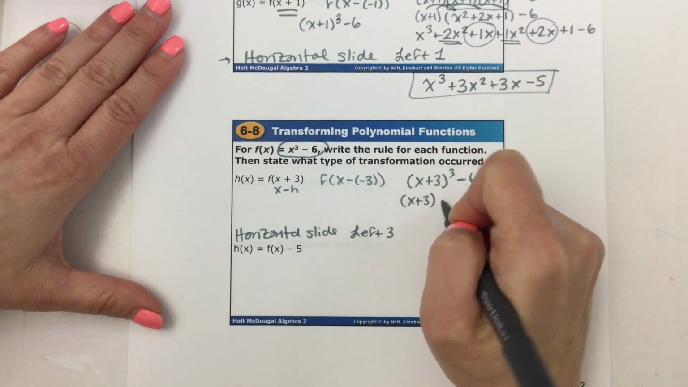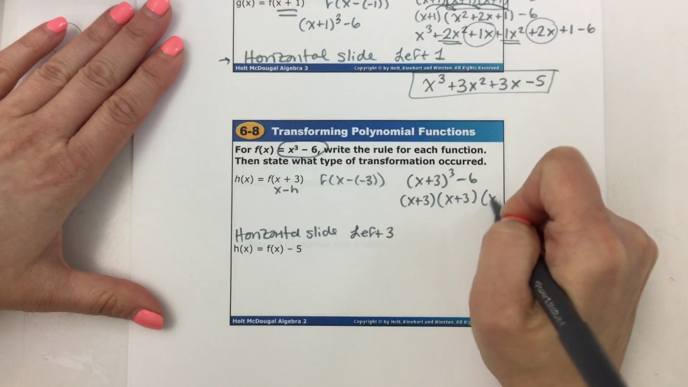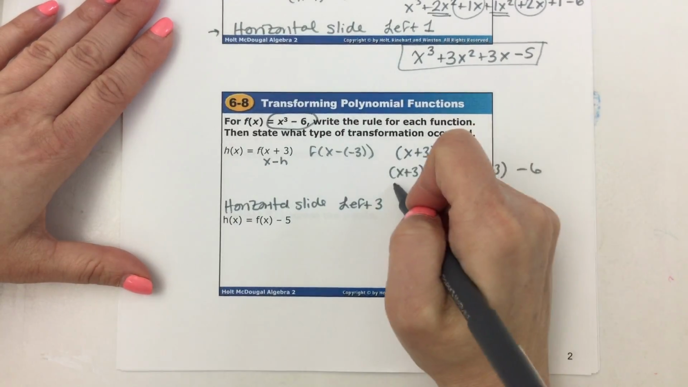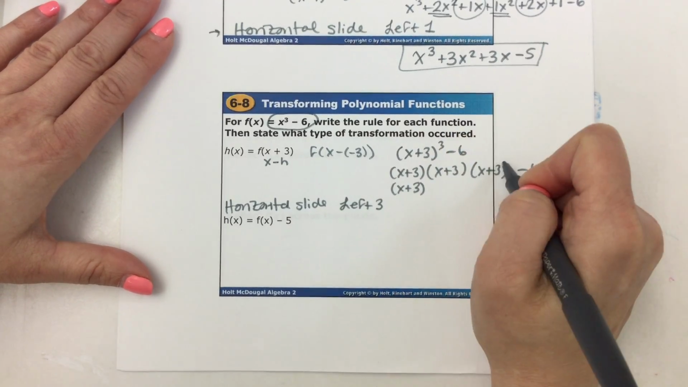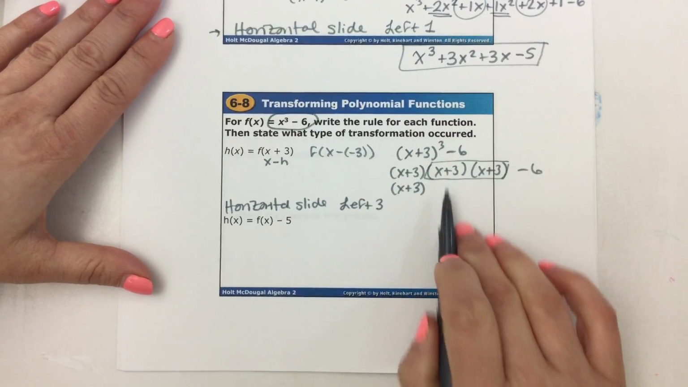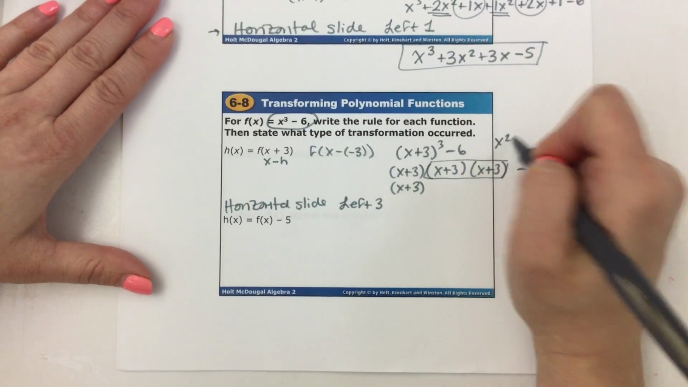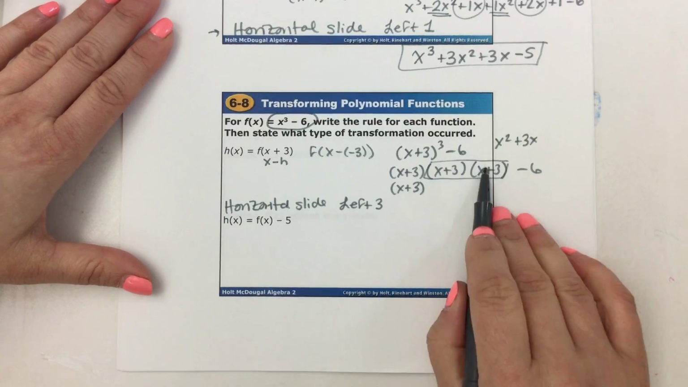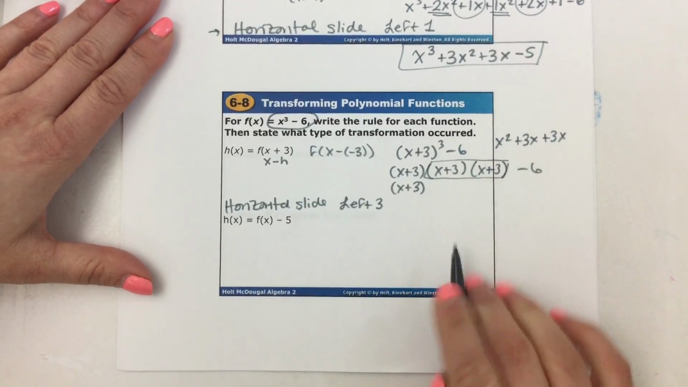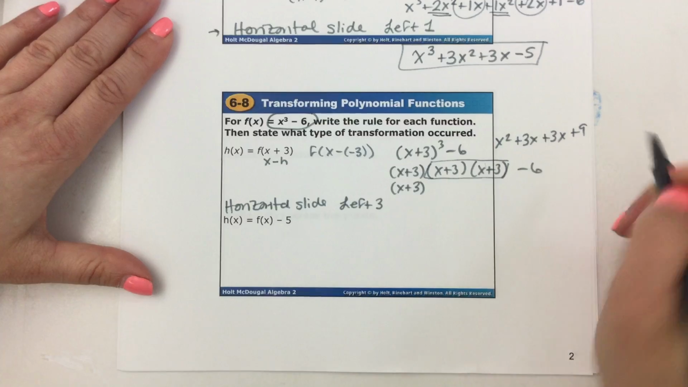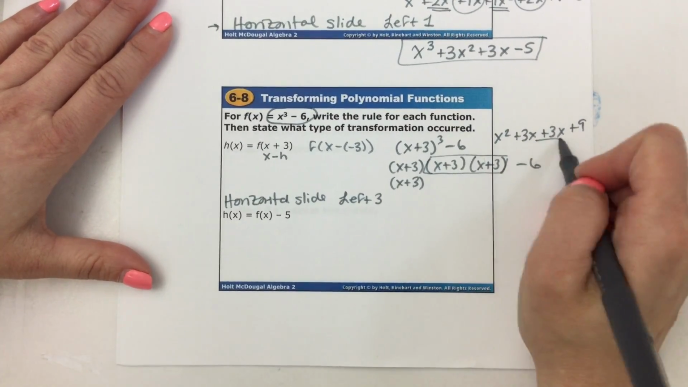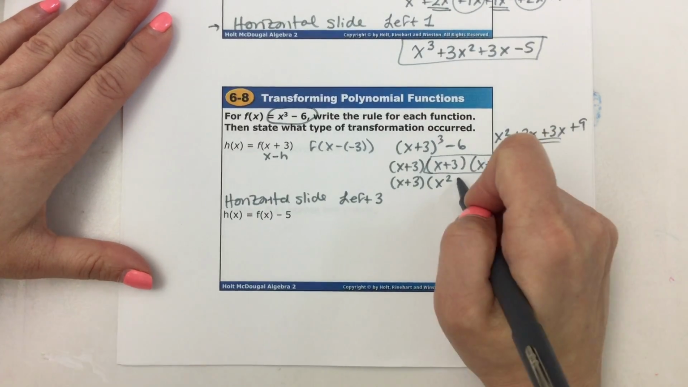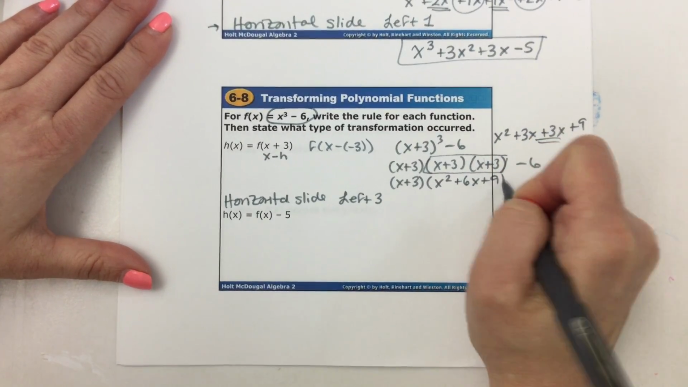X plus 3 cubed means I have x plus 3 three times. You can only multiply two things together at a time. So if I multiply these two, x times x is x squared. X times 3 is 3x. 3 times x is 3x. 3 times 3 is 9. So I can combine these like terms. So I'd have x squared, 3x and 3x makes 6x plus 9.